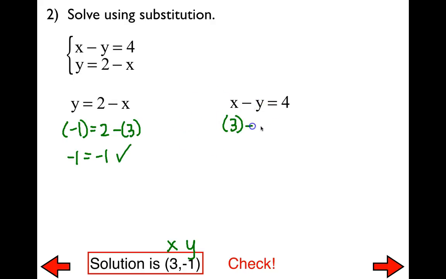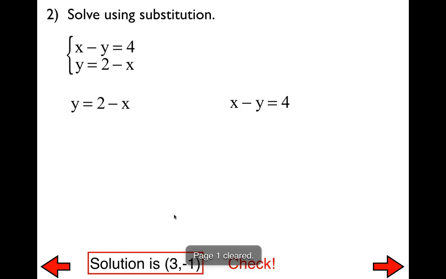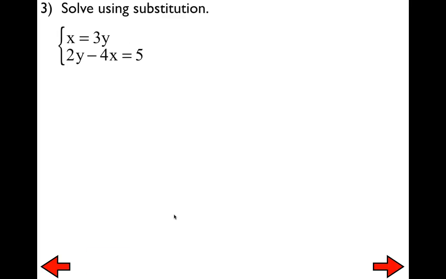So 3 minus negative 1 equals 4. Here we have 3, and negative times a negative is a positive 1. This is also true. So I can confidently say that the solution to this system is indeed 3 comma negative 1. So hopefully that's the answer that you got as well. Okay, so now moving into a slightly more difficult problem.